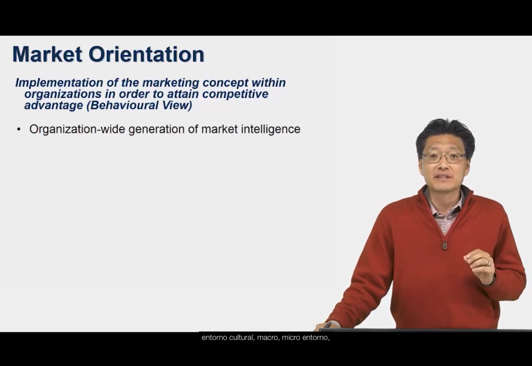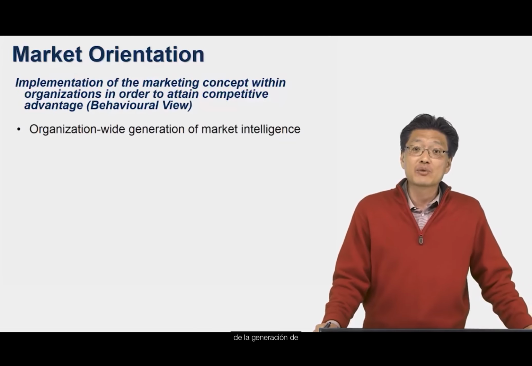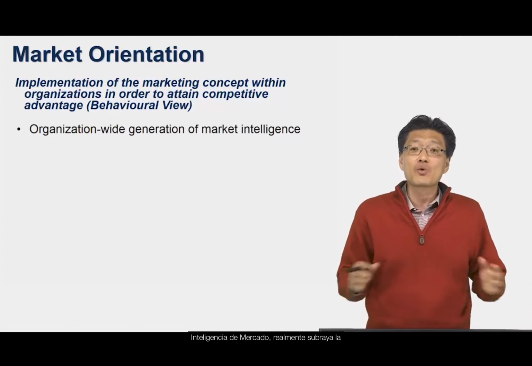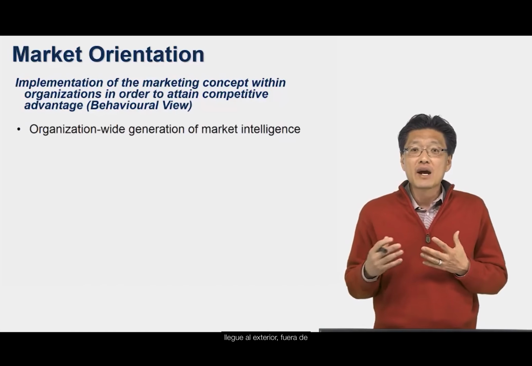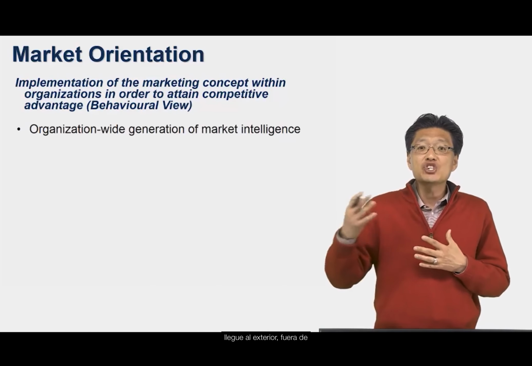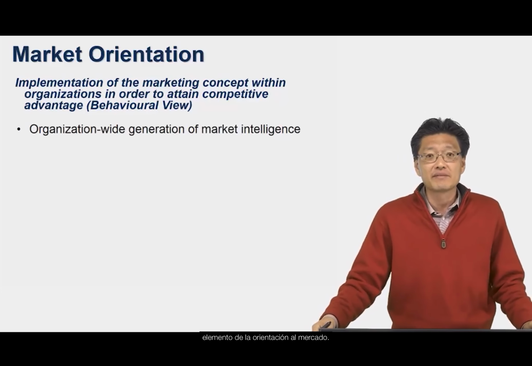So this first element, which is about generation of market intelligence, really underscores the importance of the organization reaching out to the outside of the organizational boundaries, and collecting information that is relevant to the market to better understand customers' needs. So this is the first element of market orientation.